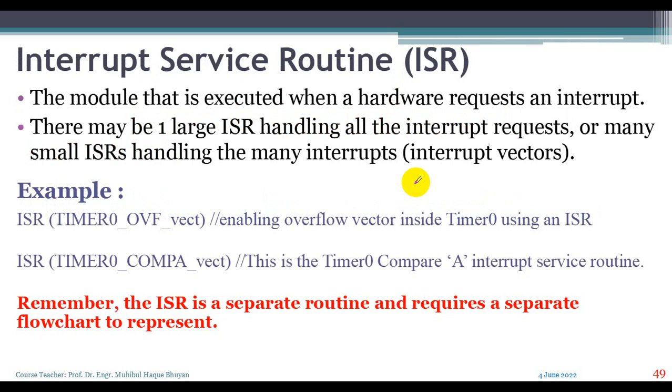Now, when there is an interrupt request, every interrupt has an associated interrupt service routine. In this interrupt service routine, you define what to do, and it does it only once to perform the job. This is asynchronous. This code is not inside the loop, so it is outside the loop. This routine is the module that is executed when hardware requests an interrupt. There may be one large interrupt service routine handling all the interrupt requests, or many small interrupt service routines handling the many interrupts. Remember, the ISR is a separate routine and requires a separate flowchart to represent. This is not part of the loop, outside the loop.